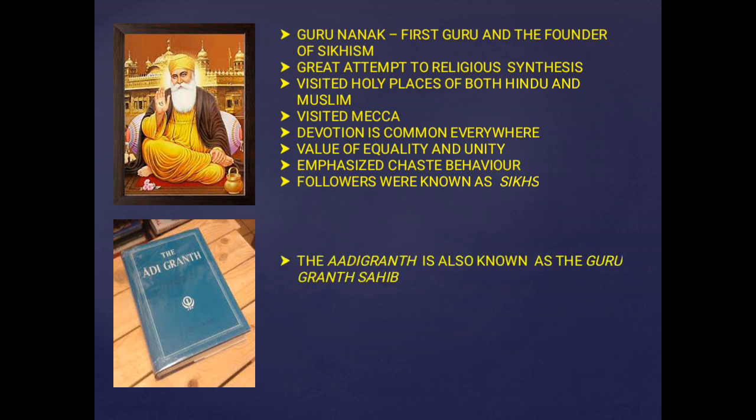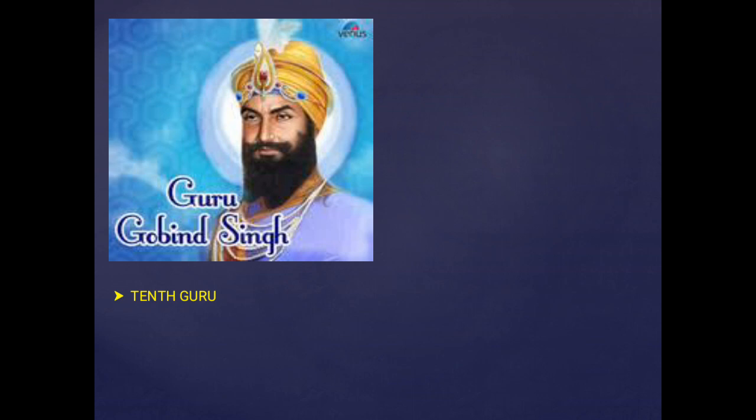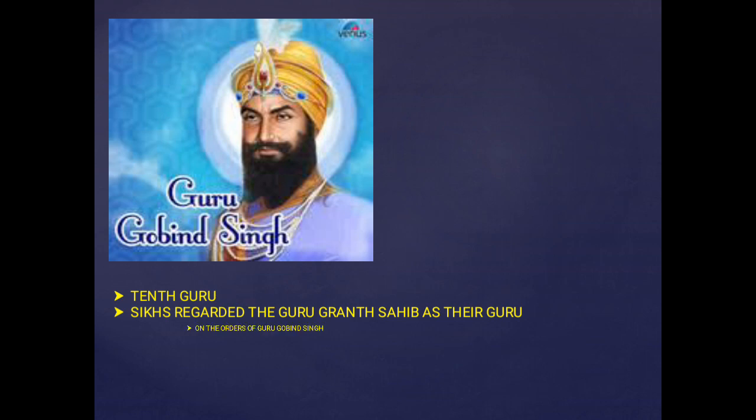The Adi Granth, also known as the Guru Granth Sahib, is the holy book of the Sikhs. This book includes compositions by Guru Nanak, Sant Namdev, Sant Kabir, and other saints. Guru Nanak was succeeded by 9 Gurus of the Sikhs. Guru Gobind Singh was the 10th Guru of the Sikhs. After Guru Gobind Singh, Sikhs regard the Guru Granth Sahib as their Guru, as per the orders of Guru Gobind Singh.